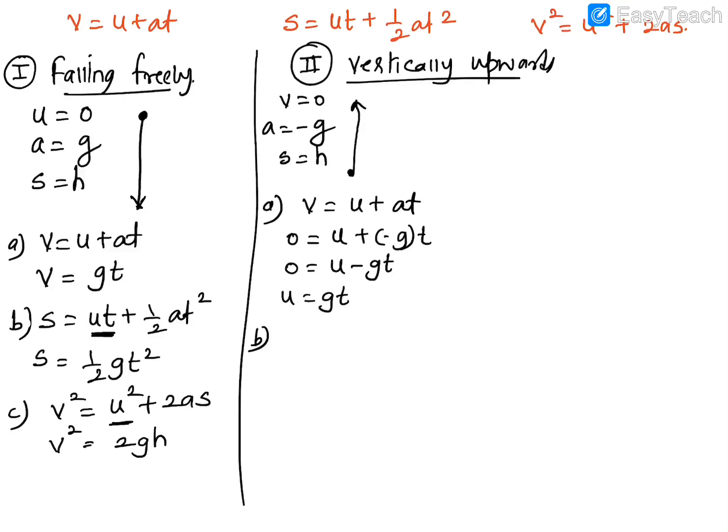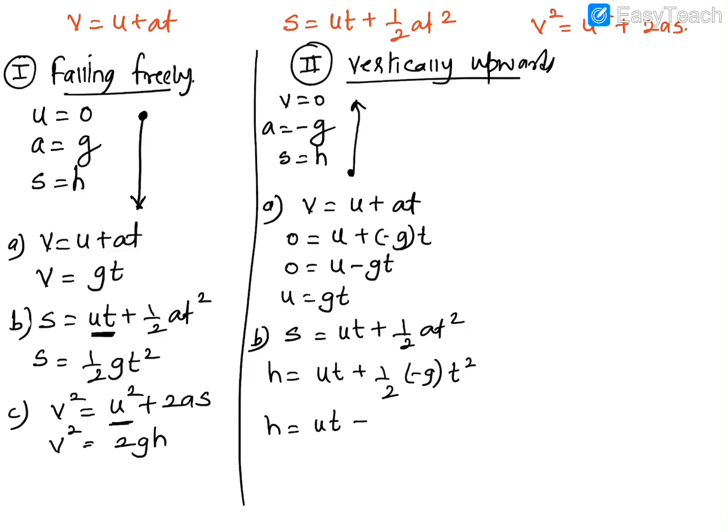Number 2. S is equal to ut plus half at squared, right? Now let's substitute again. What is S equal to? h. ut plus half, what is a equal to? Minus g into t squared. So h is equal to ut minus half gt squared. Clear? So this is the formula for B.